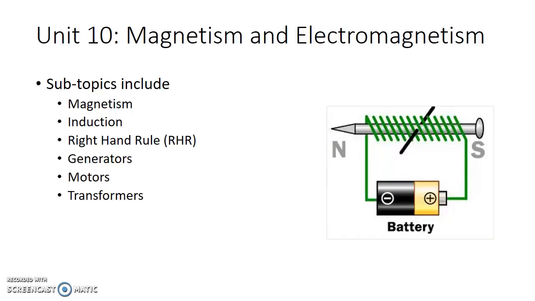Moving on to the next module, magnetism and electromagnetism. Here are some subtopics: magnetism, induction, right-hand rule, or the RHR, generators, motors, and transformers.